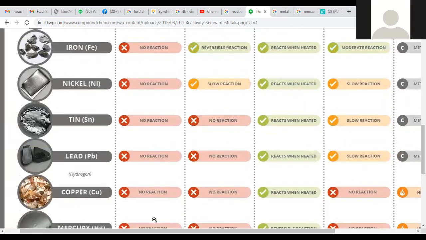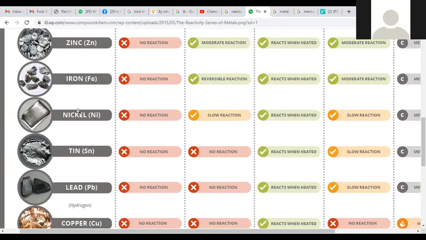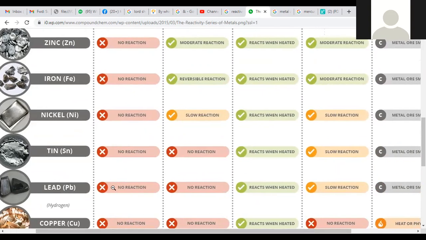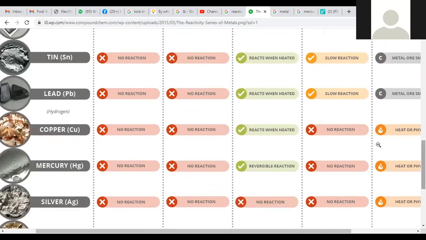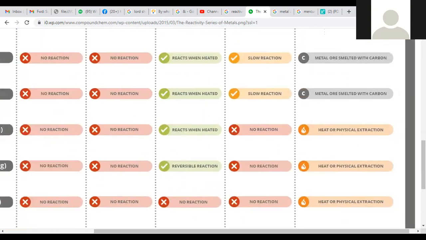And in case of their extraction process, here zinc, iron, nickel are extracted by the process called smelting. All are having similar kind of nature. And lead is also extracted by the process called smelting. Copper, we have a special method, heat or physical extraction. So heating is required. For this purpose, we have specified kilns called furnaces.